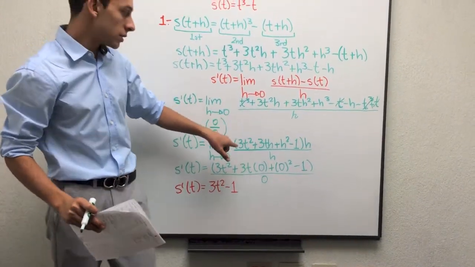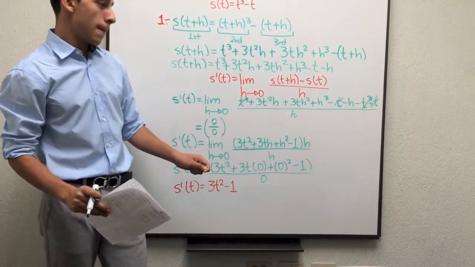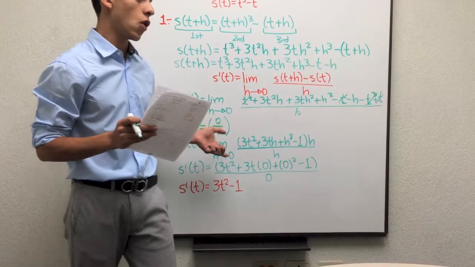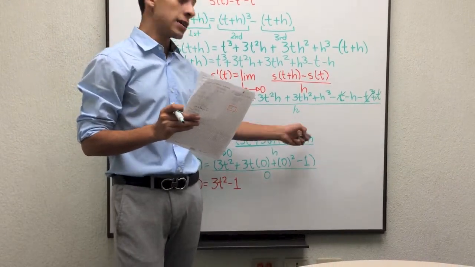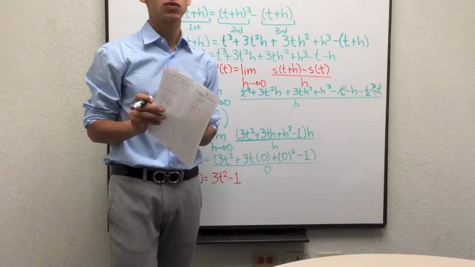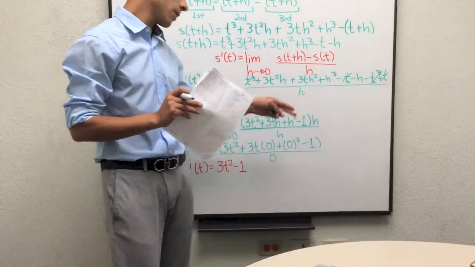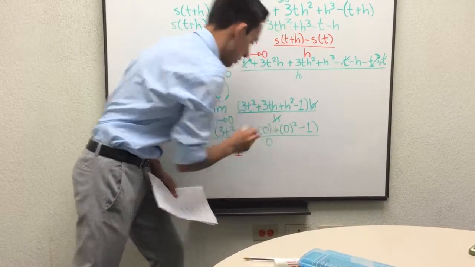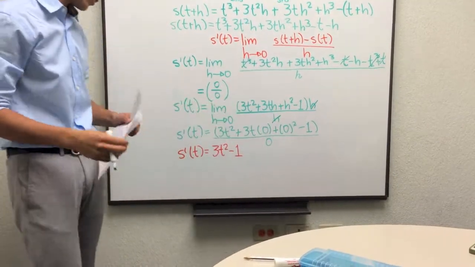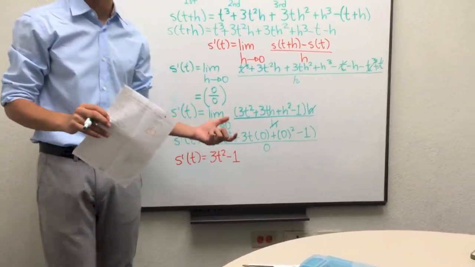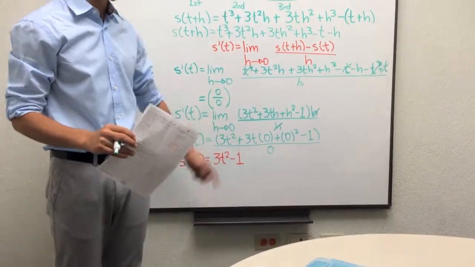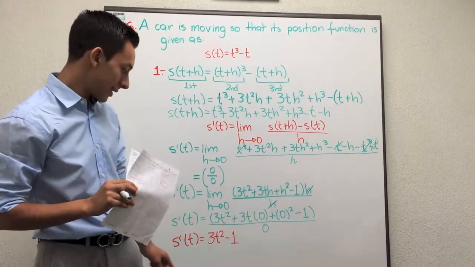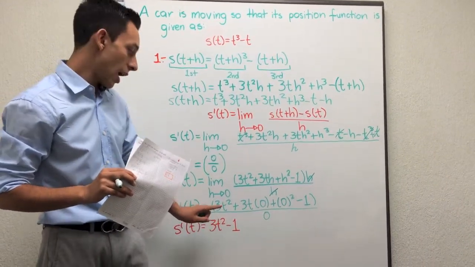to factorize this equation, and the common term that all the equation has is the h. So we have to take out the h, and then we have to eliminate this h and this h. And then we have to substitute another time when h tends to 0. We have to substitute h by 0, and then we have that the result of our derivative is 3t squared minus 1.